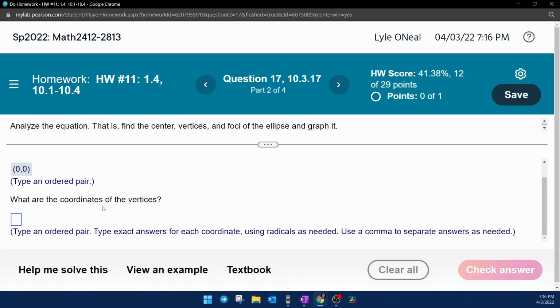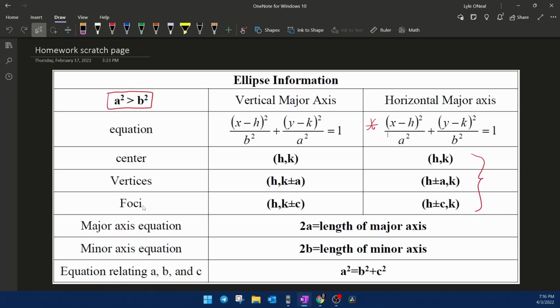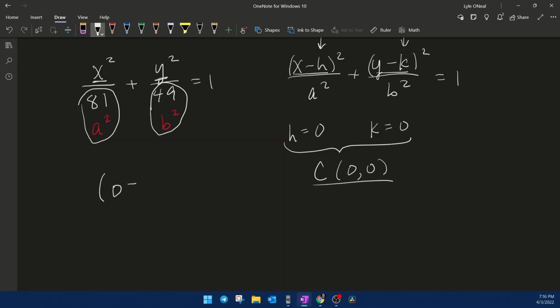Next, they want to know what are the coordinates of the vertices. Going back to our information sheet, we can see that the vertices are h plus or minus a, comma k. So h is 0 plus or minus a, where a is the square root of 81, which is 9, comma k, which is 0. That would give us ordered pairs of plus or minus 9, comma 0. MyLab Math may accept it with the plus or minus. We'll just have to check and see.